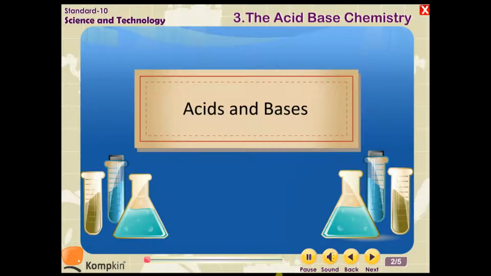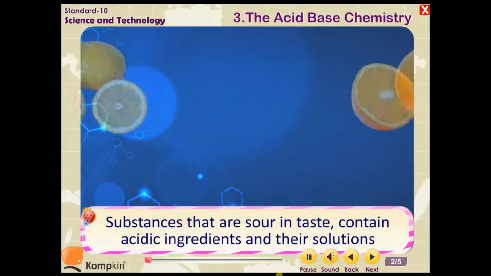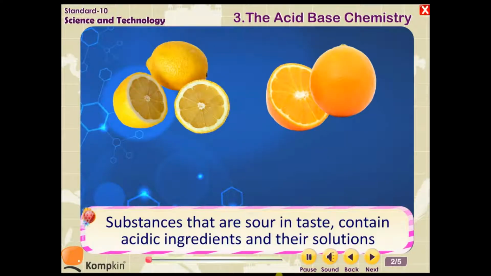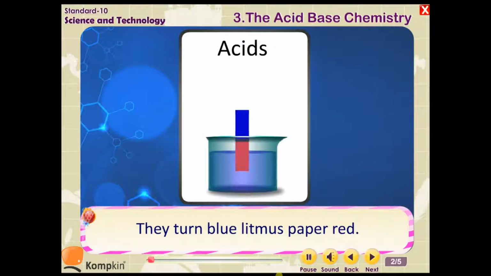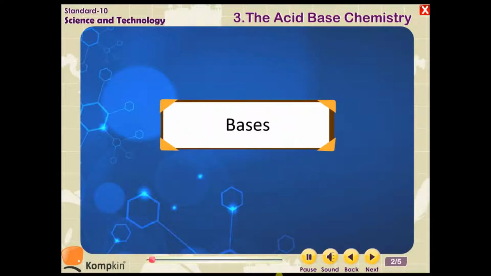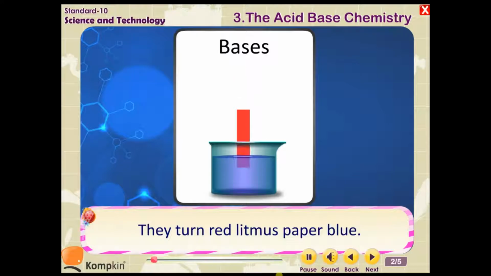Acids and bases. Acids. Substances that are sour in taste contain acidic ingredients and their solutions are also acids. They turn blue litmus paper red. Bases. Substances which are bitter to taste are bases. They turn red litmus paper blue.